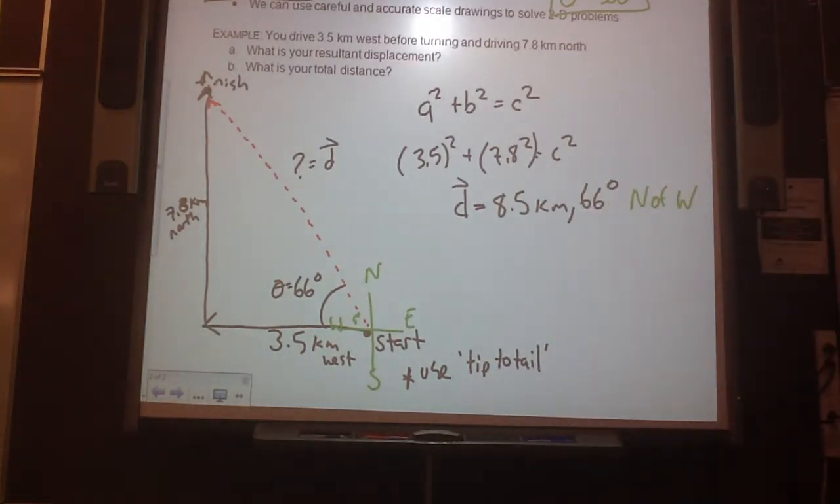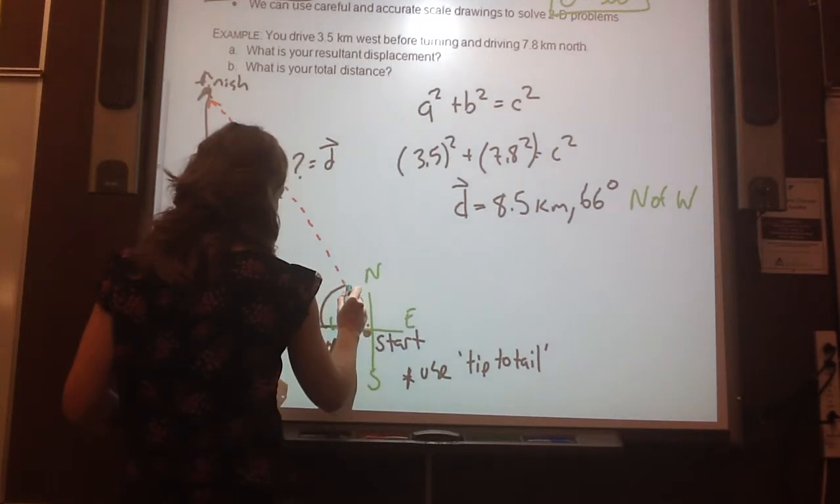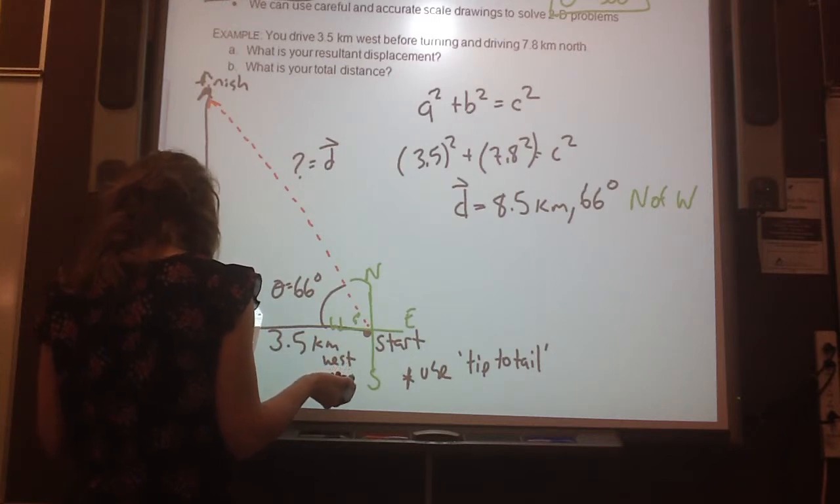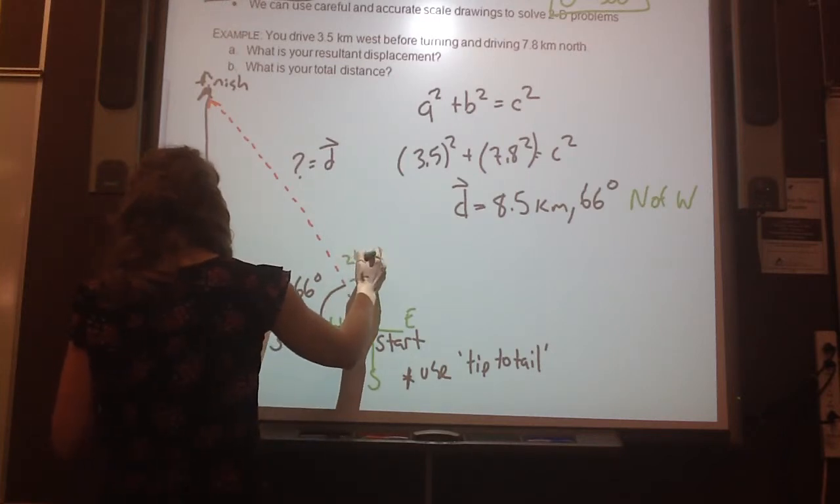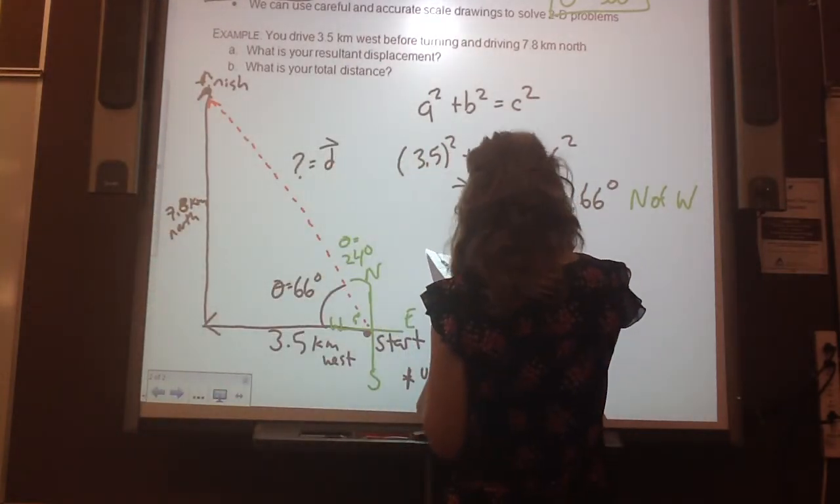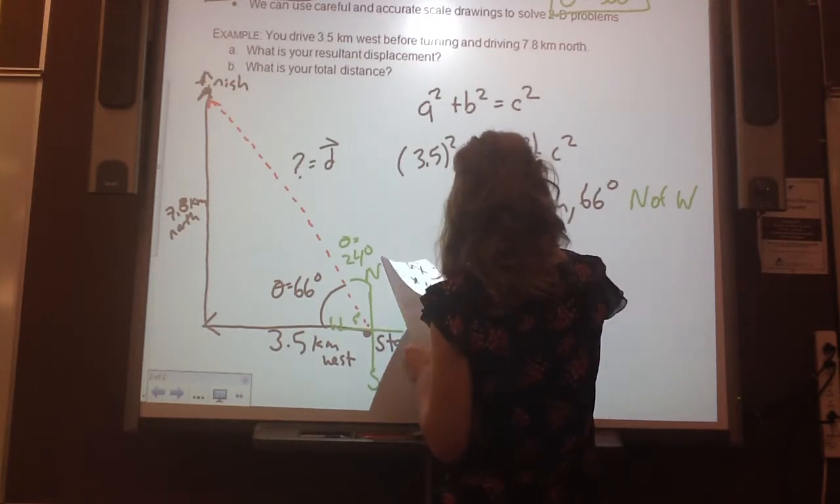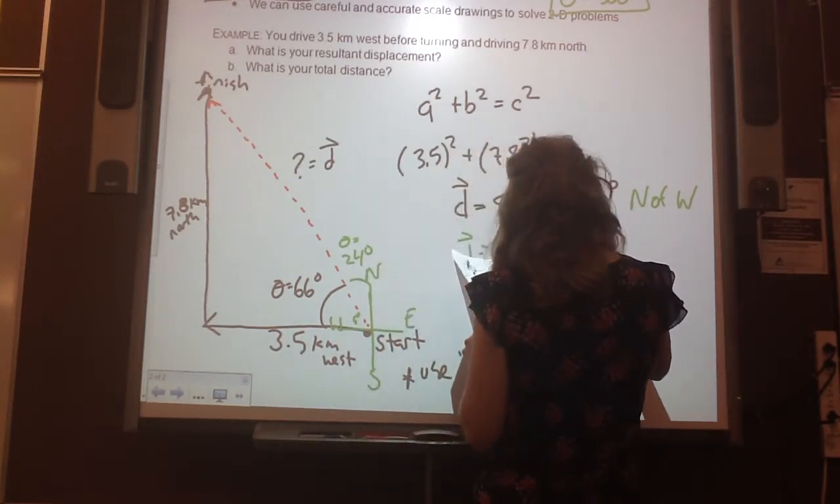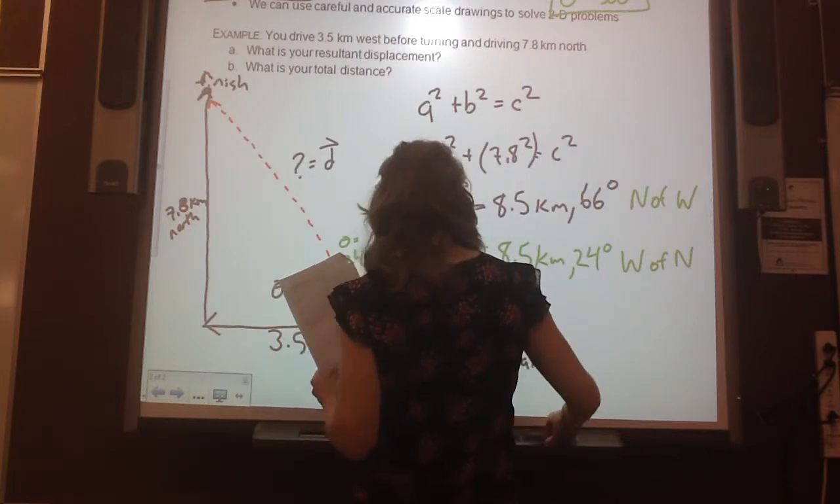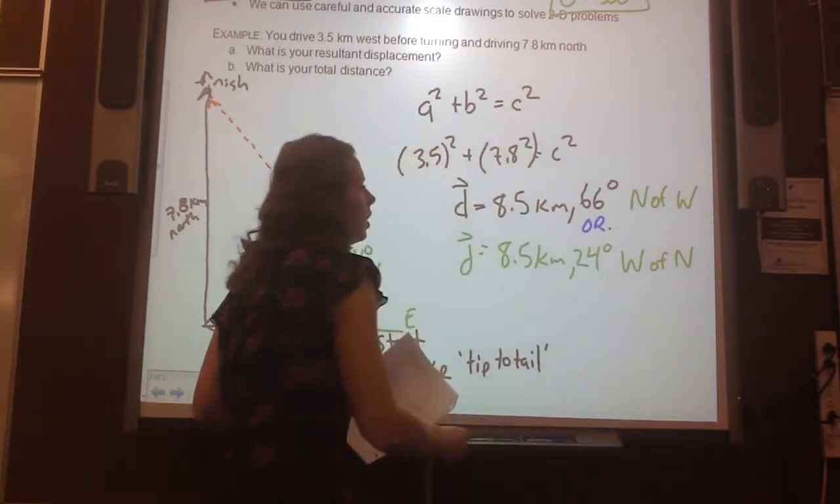But, as we know, sometimes it's tidier to reference the closest axes. So you could also write this. What is the angle between here and the north then? So 90 minus 66, so this would be 24 degrees. So I could also say that this is 8.5 kilometers, 24 degrees west of north. Either or. Both are correct.